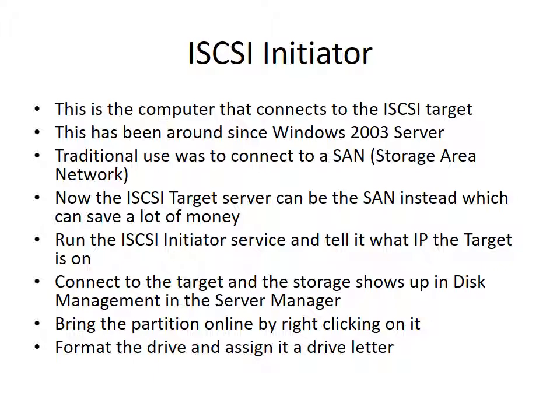You can run the iSCSI initiator service, and it will tell you what IP the target is on. Connect to the target server, and the storage shows up in disk management as if it was a locally attached volume. You can bring the partition online by right-clicking on it, and then you'd format the drive, and then you assign it a drive letter.